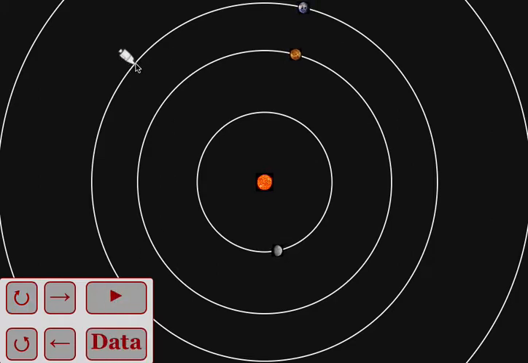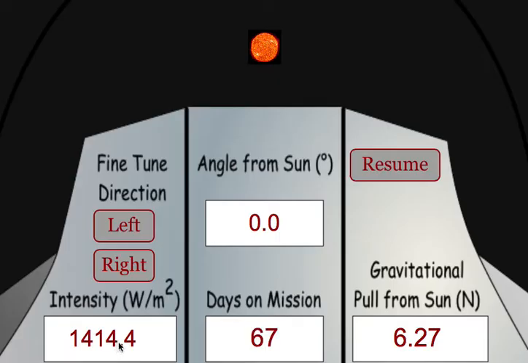Students should pause the simulation when their ship gets to the orbit of each of the planets, then click on the Data button. It's important that the ship is pointed directly at the sun. If it's not, they can use the left and right fine-tuning to get the angle just right. Students will then record the intensity of the sunlight and or the gravitational pull from the sun.